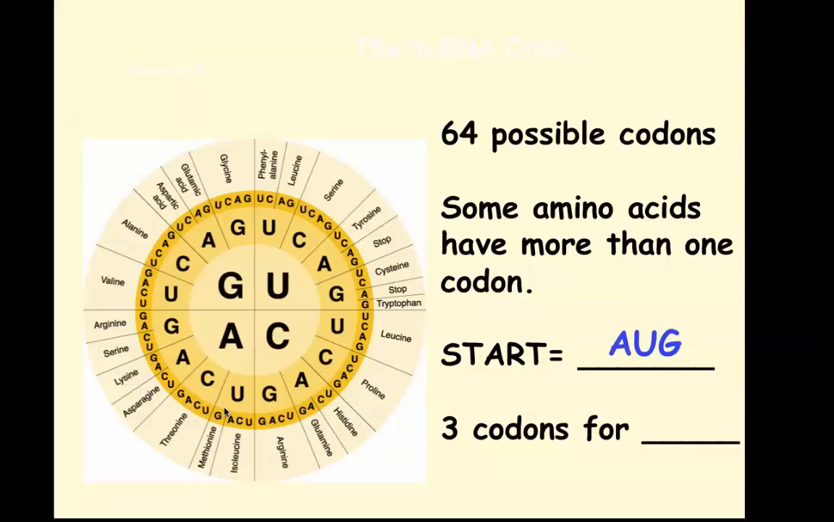We have 3 different codons for our stop codon, and you can see we have the stop one out here, so that's UGA, and that's going to tell our ribosome to stop making that protein. And then we also have another stop here. We have UAA or UAG.